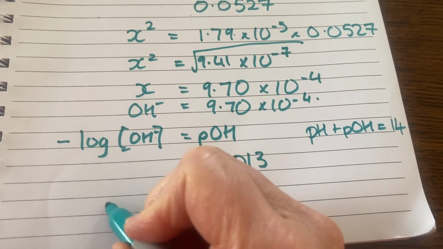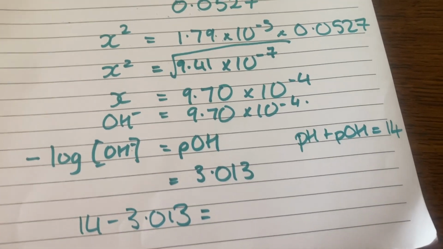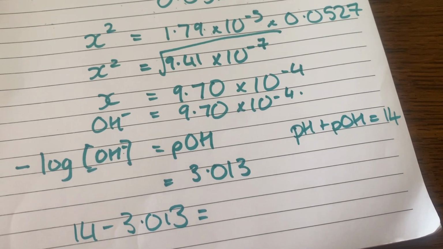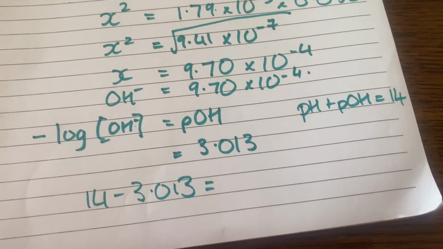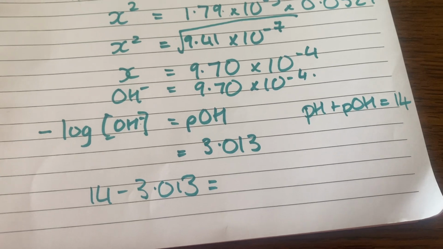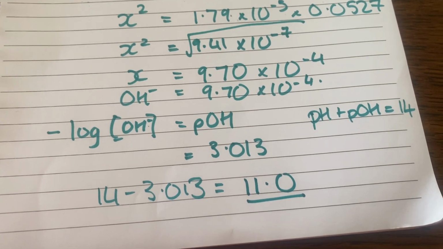So now I've just got to go 14 minus 3.013, and that equals 10.986, which to 3 significant figures is going to be 11.0. And that is my answer.